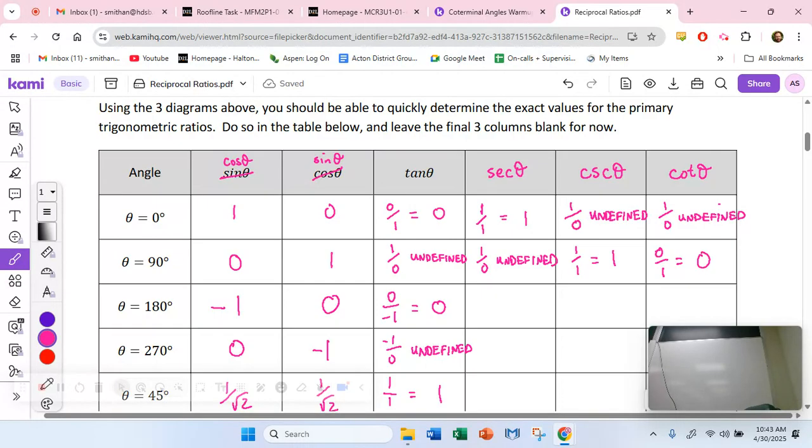Can you guys do these next 2 rows? What's the flip of -1? What's the flip of 0? What's the flip of 0, -1, and undefined? I'll wait like 30 seconds. I should add as well, you can self-check any of these that you want. You can check the secant of 180 by doing 1 divided by the cosine of 180.